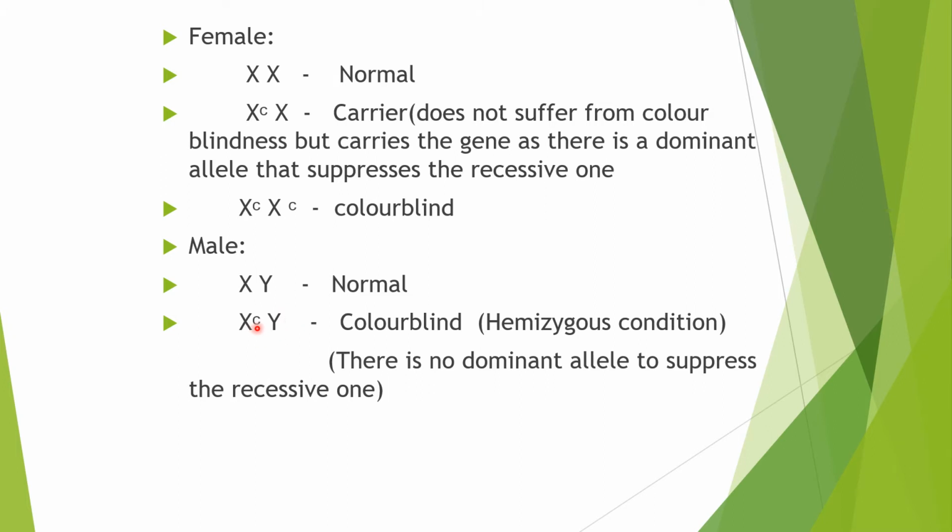So when the recessive gene is found on the X chromosome of the male, the character shows or manifests because the gene expresses itself and the male is a colorblind male. Such condition in males is referred to as hemizygous condition.